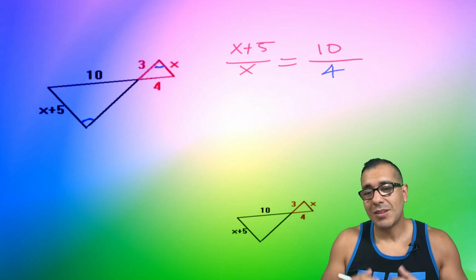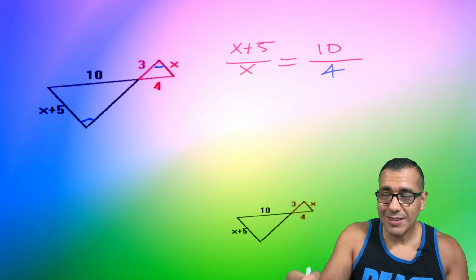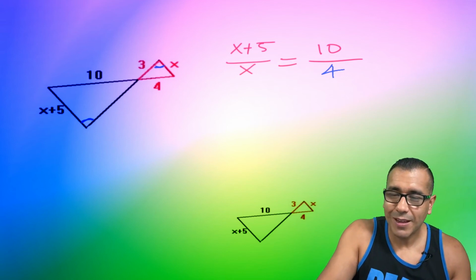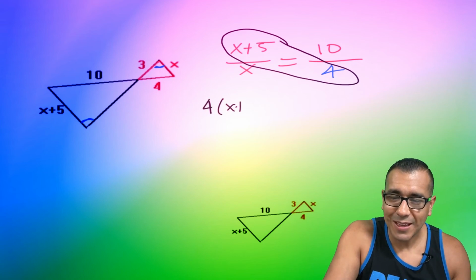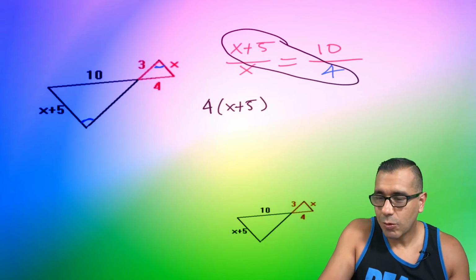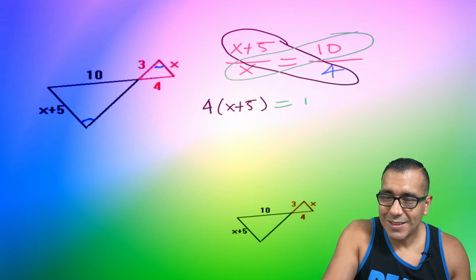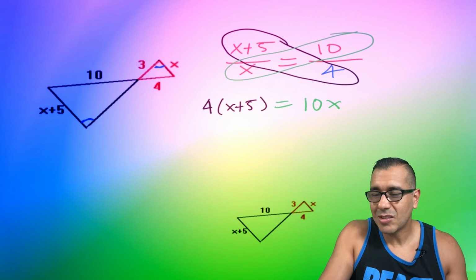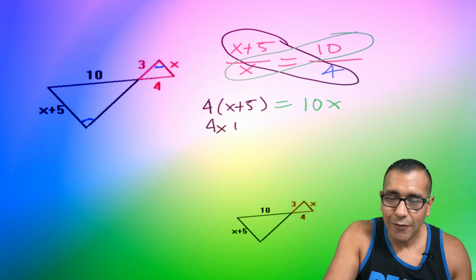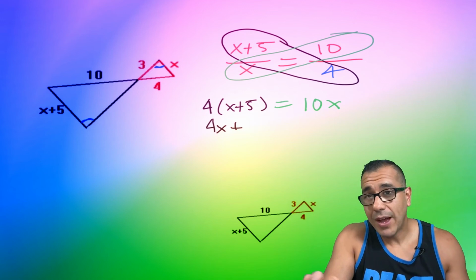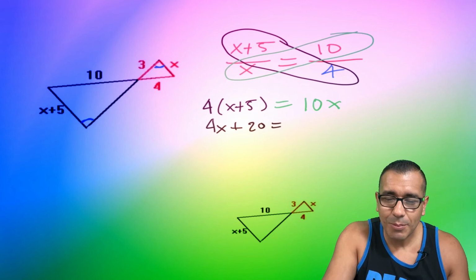All right, so now we have our setup, and now we could go ahead and solve, which is the easy part, because now we know we could cross multiply. So let's just cross multiply, and we get 4 times x plus 5, and then we'll cross multiply over here again, and then you'll get 10x. So let's just go ahead and solve this, and we are done. So distribute that 4. I would divide both sides by 4, but then it would leave me with a fraction that I don't want to see, so I'm not going to do that.